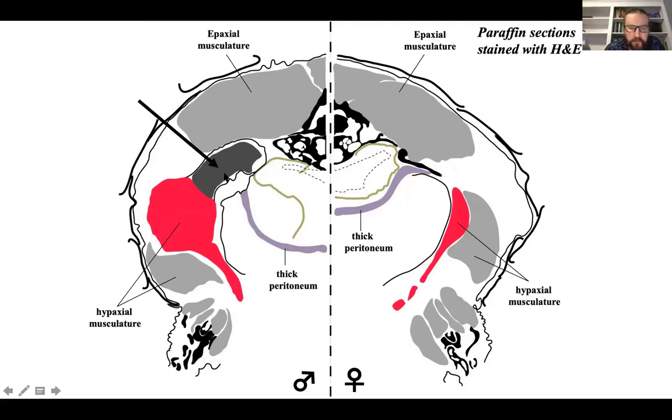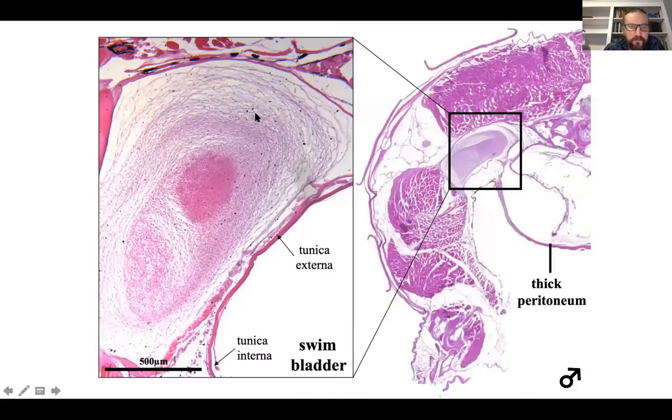This structure is full of collagenous fibers, and it's attached to the modified hypaxial musculature, and it actually attaches to the tunica externa of the swim bladder. So there's a link between the swim bladder and this modified muscle via this strange connective tissue.